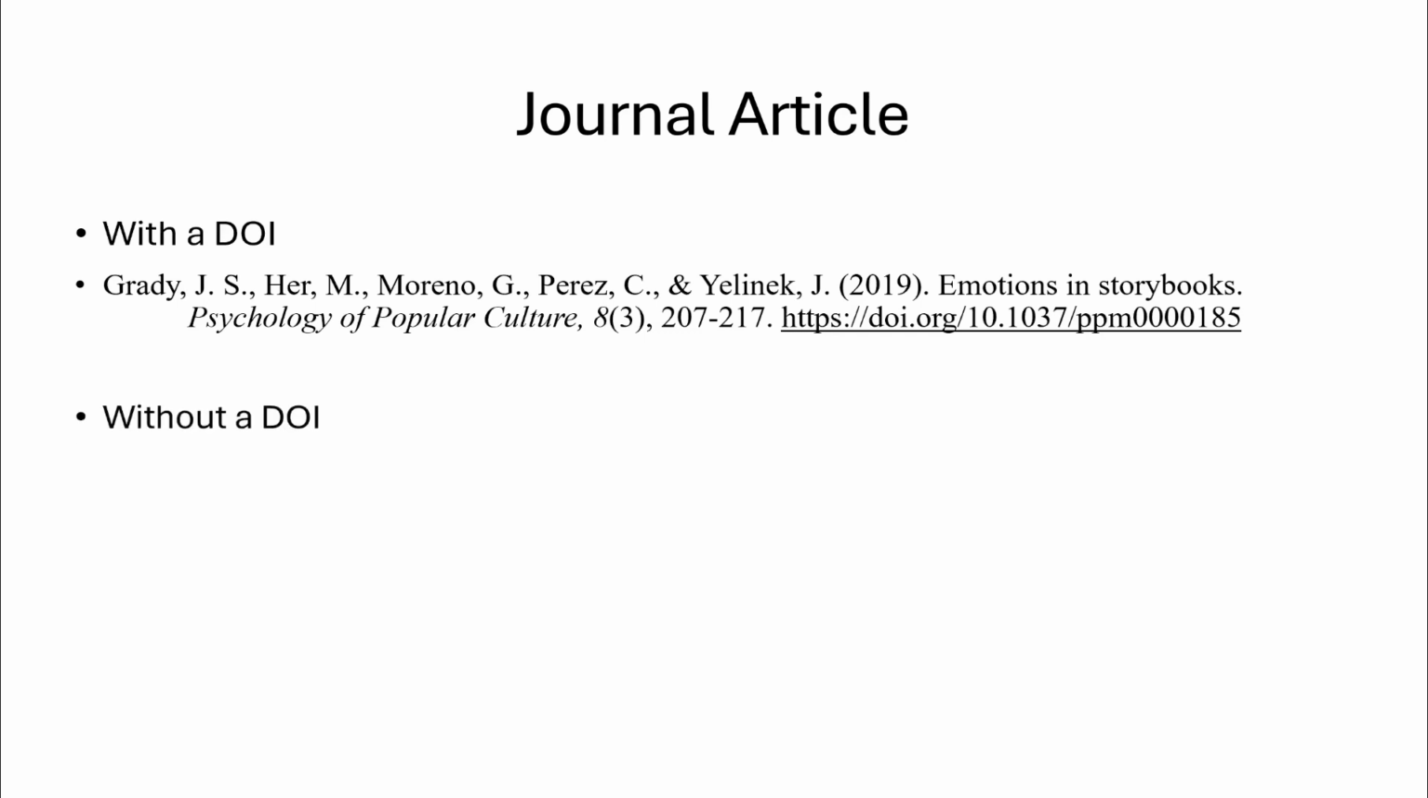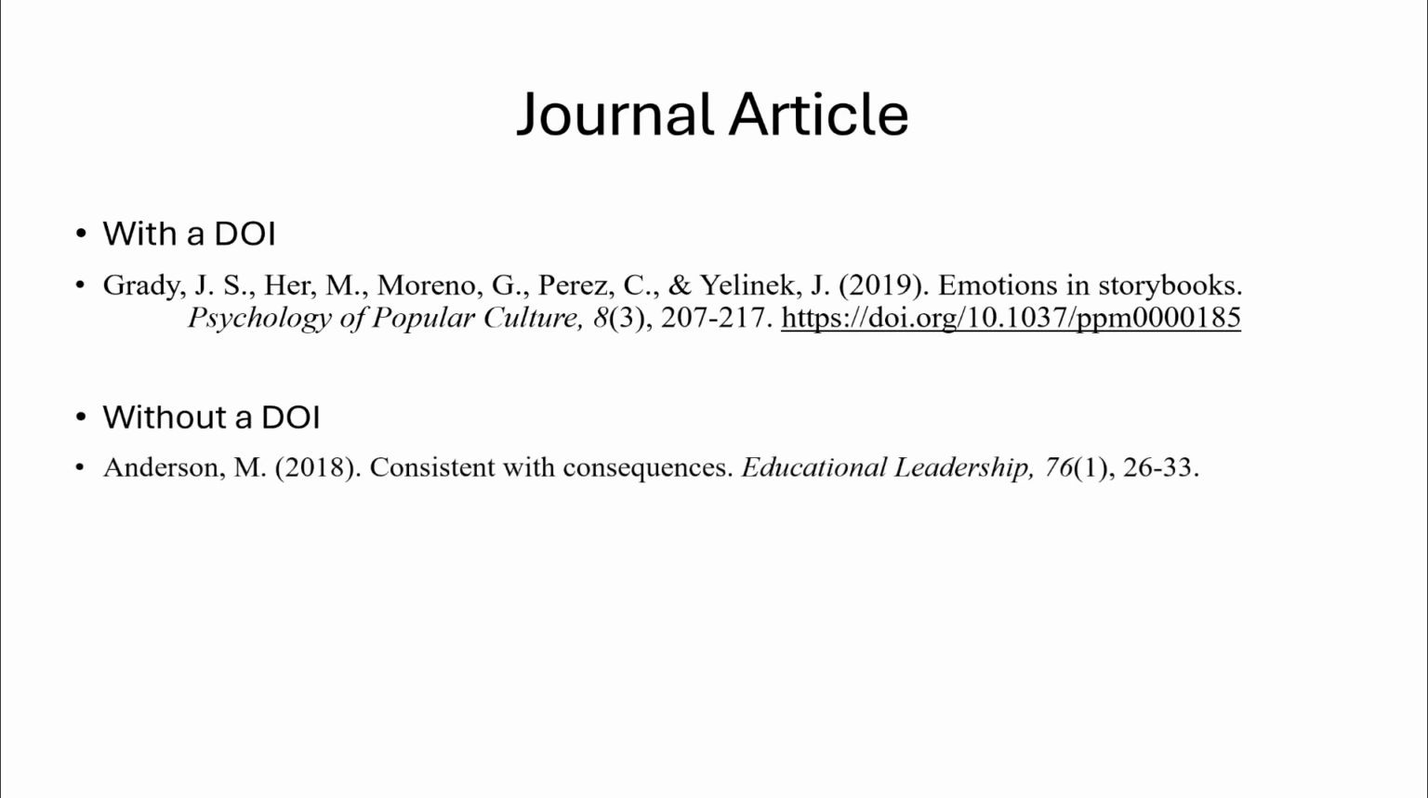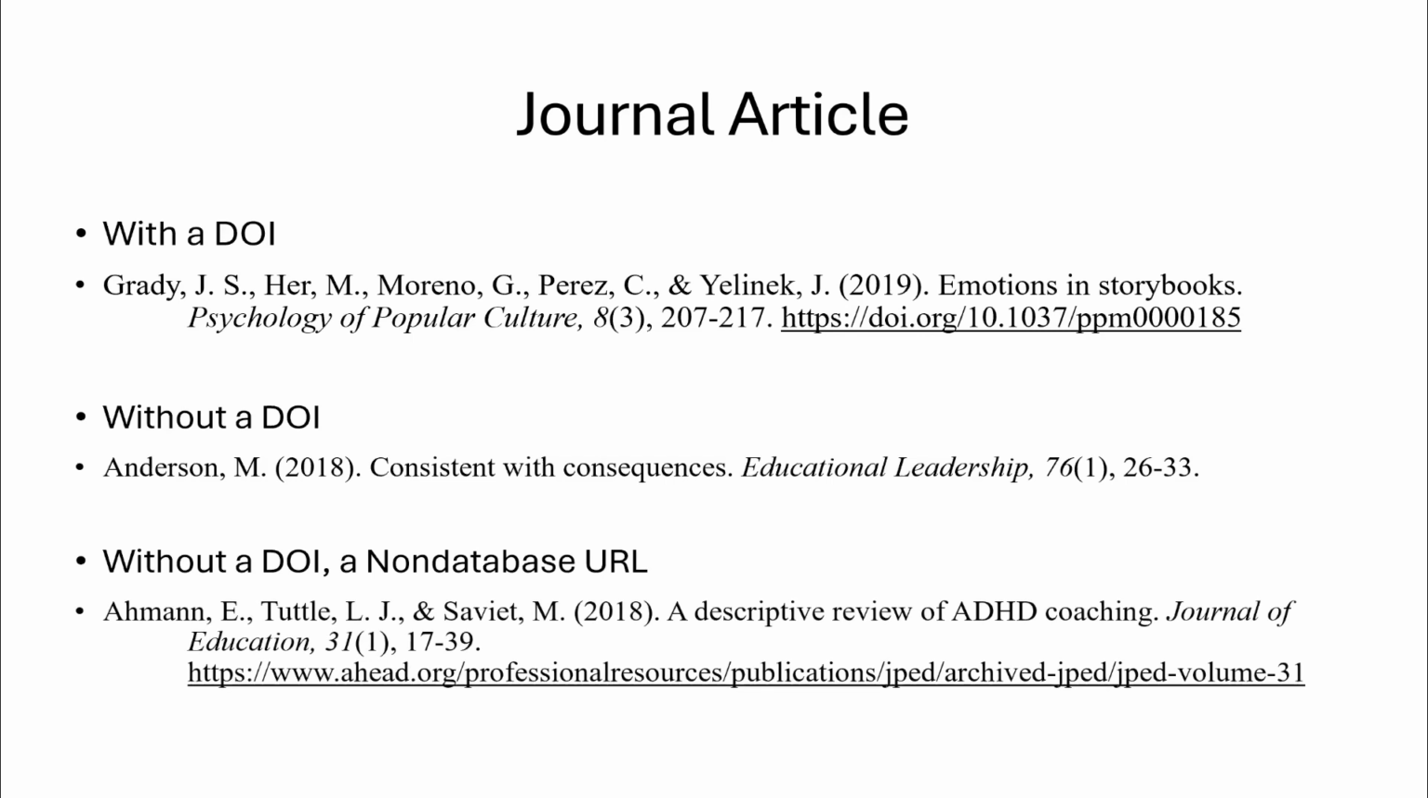If you have a journal article without a DOI, you are going to include all of the same information, just without that URL. And then if you have a journal article without a DOI, but it has a non-database URL, again, all of the same exact information, just with that non-database URL at the end.